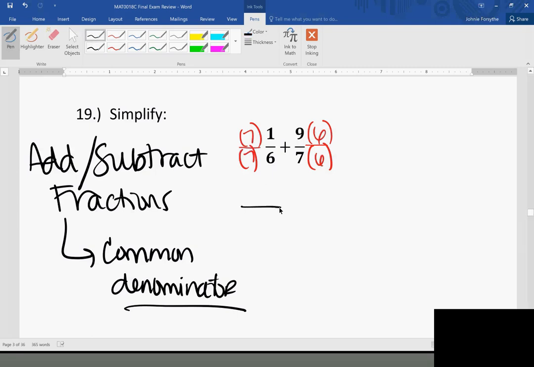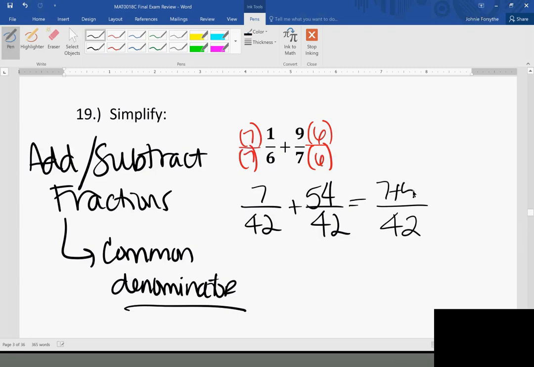So first off, that denominator is going to be 6 times 7, which is 42. And now 7 times 1 is 7. 9 times 6 is 54. And so now that we have a common denominator, we're going to keep that denominator the same and then combine the tops. 7 plus 54. So I'm going to add that vertically.